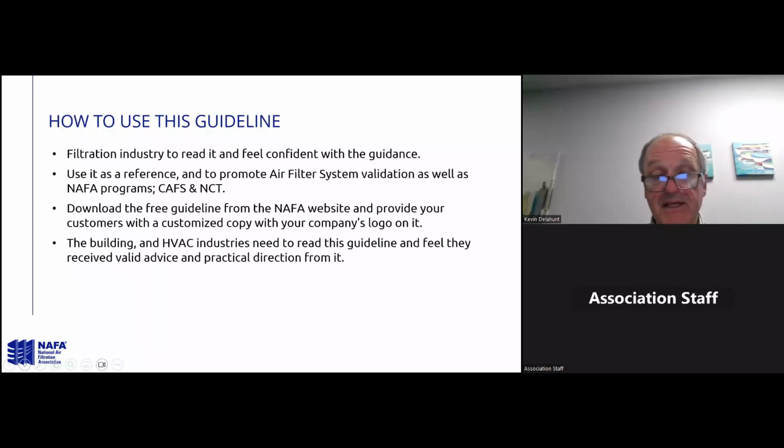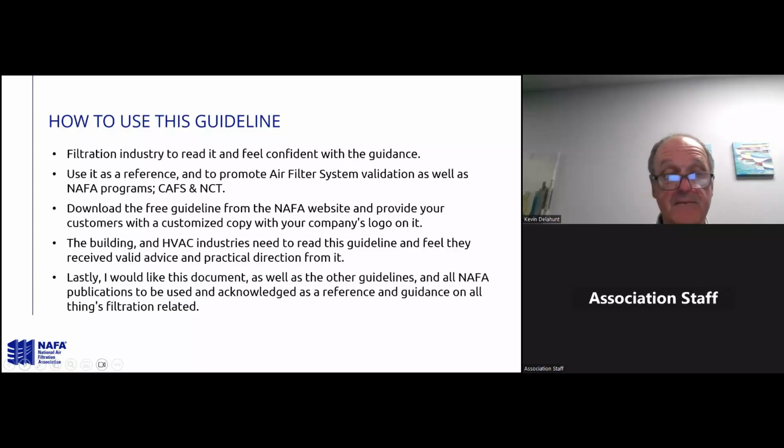And for the building and HVAC industry to read it and feel that they got some valuable advice and practical direction from it that they can actually use. And lastly, I would like this document, as well as the other guidelines and all NAFA publications, to be used and acknowledged as the reference and guidance in all things filtration related.